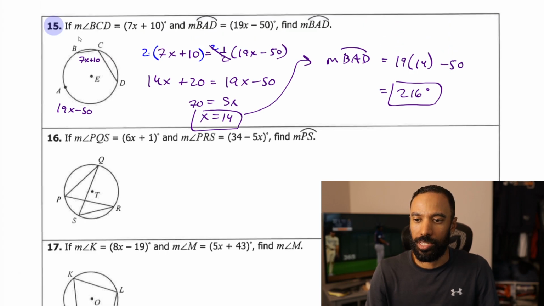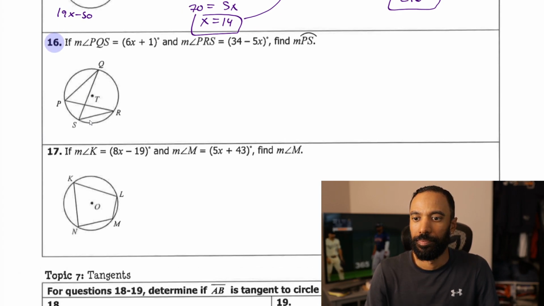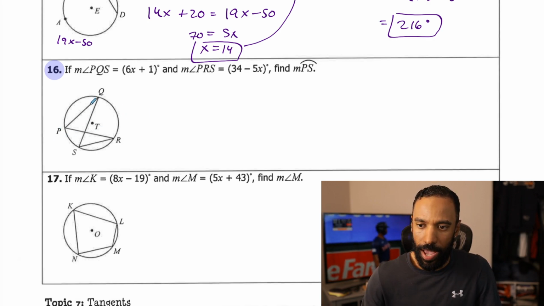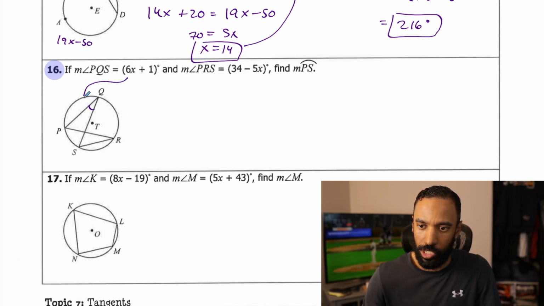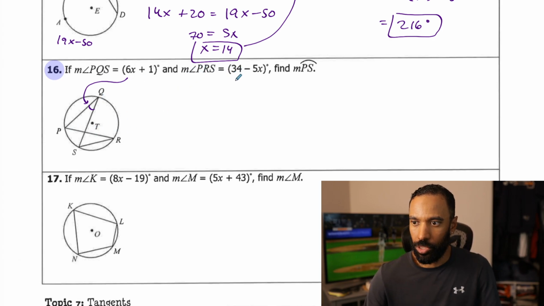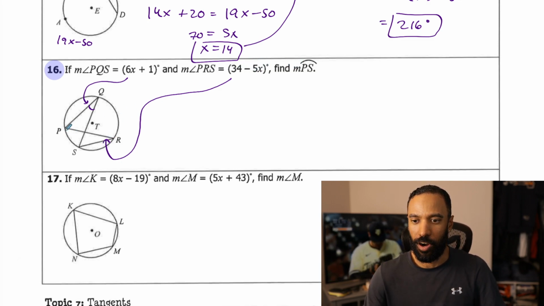Okay. Number 16. Measure of angle PQS equals 6x plus 1 degrees. PQS, that's this guy. I'll just point to it. It's a little small. Measure of angle PRS is 34x minus 5x. Find the measure of arc PS.